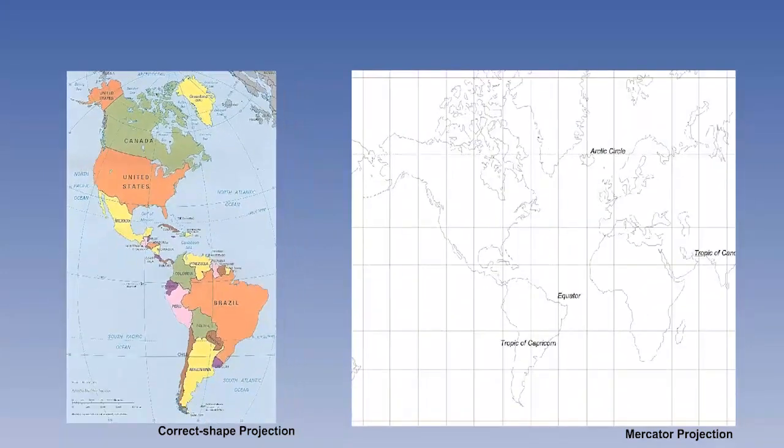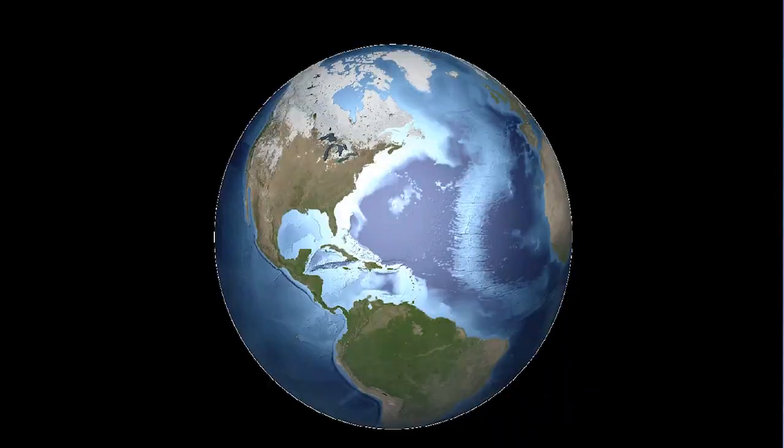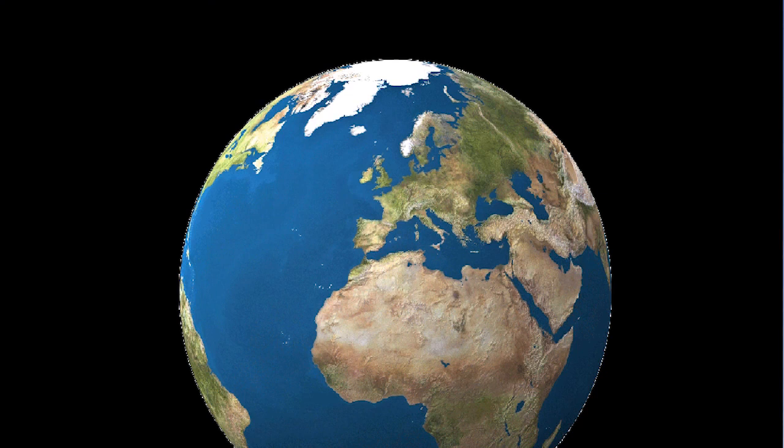Also, look at Greenland on the Mercator projection. It looks about the same size as the whole of the South American continent. But on a globe, you can see that it is not. Greenland is actually about the same size as this shaded area in the Horn of Africa, Ethiopia and Somalia.